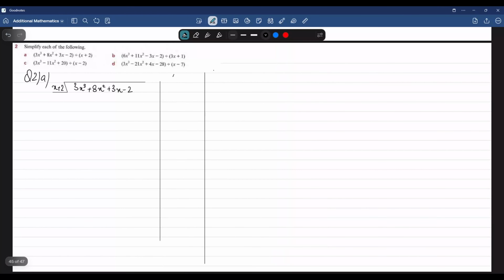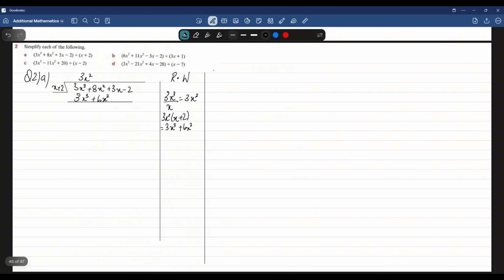So basically, now again, 3x cubed divided by x is going to give us 3x squared. 3x squared multiplied by x plus 2 is going to give us 3x cubed plus 6x squared. So basically, now we have got 3x squared above, then we multiply 3x squared by x plus 2 to give us 3x cubed plus 6x squared.